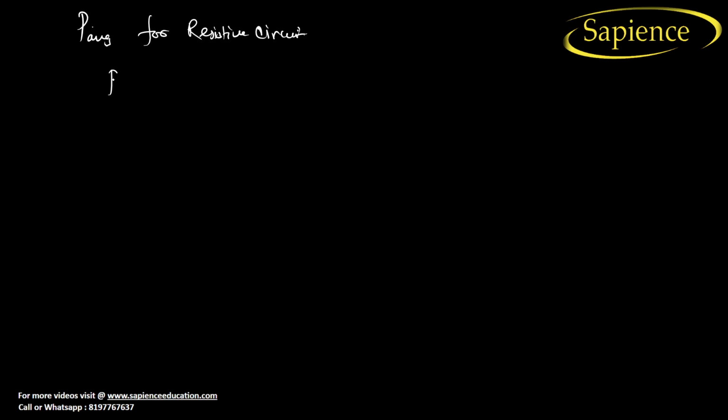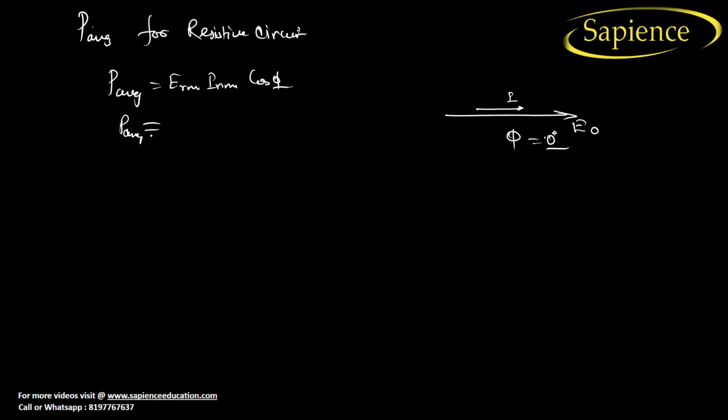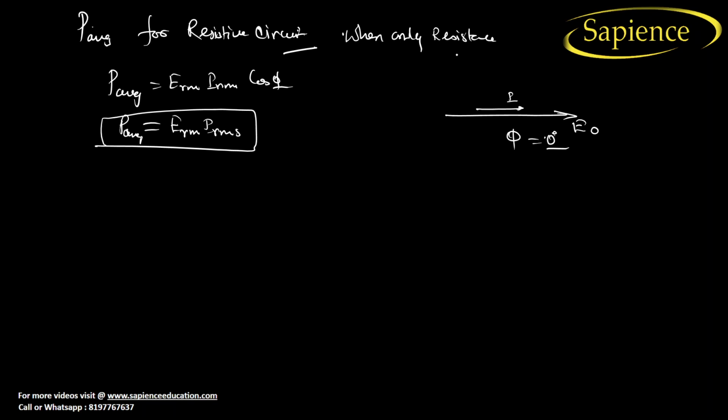Now we know that P average is equal to ERMS IRMS into cos phi, where phi is the phase difference. We have already seen that in resistive circuits, the angle between E naught and I naught is phi equal to 0. So when phi is equal to 0, P average is equal to ERMS into IRMS into cos 0. Cos 0 will become 1. So this is for a resistive circuit, when only resistance is there.